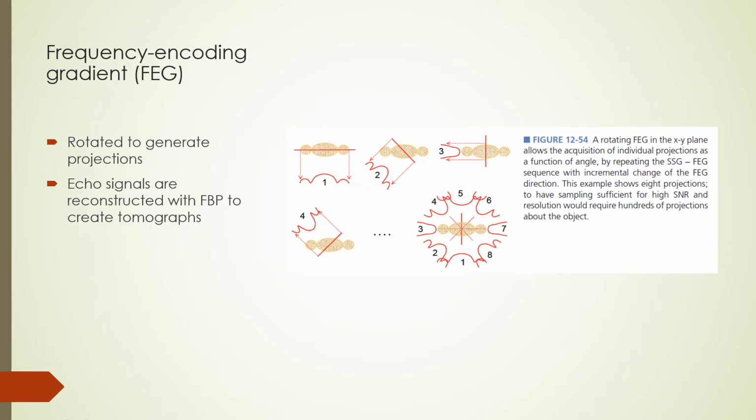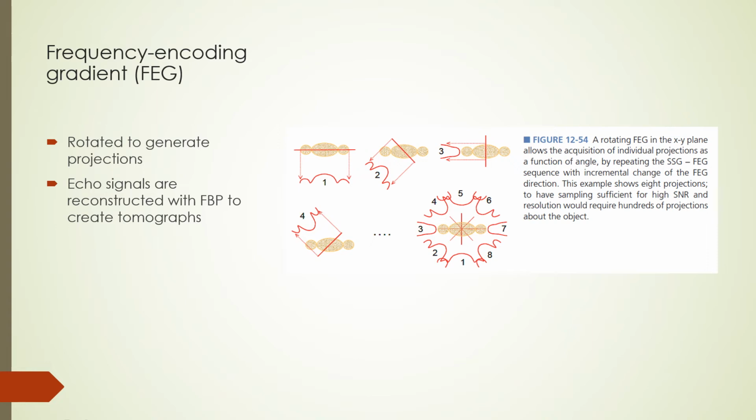A frequency encode gradient is applied in the x-axis, a phase encode gradient is applied along the y-axis, while a slice select gradient is applied along the z-axis. By rotating the frequency encode gradient about the z-axis, a set of projection data is obtained, filtered and back projected to create a tomographic image of the xy plane.